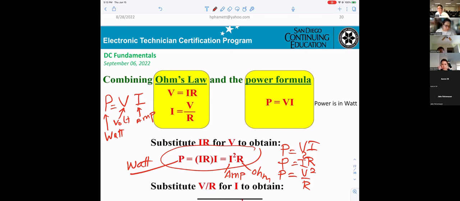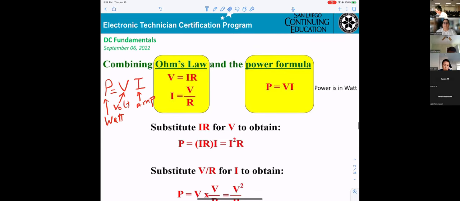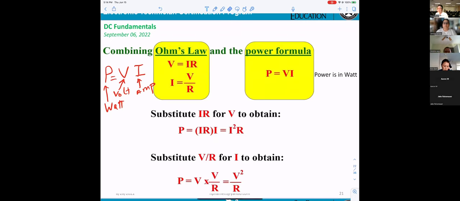The thing is, sometimes they give you milliamps that you have to convert into amps. P will be in watts if you calculate by that formula, V in volts and I in amperes. And in here, they gave you a few more formulas. You can calculate P equals I squared times R, or P equals V squared divided by R. So basically, when you calculate the power, you get three formulas, depending on whatever they give.